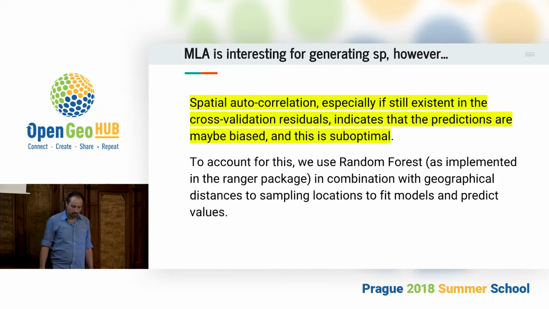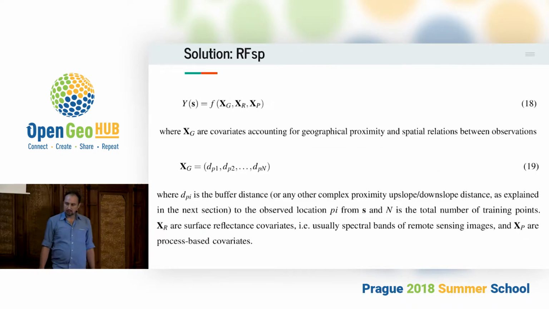These are things I knew already five years ago. So I was thinking, how could we overcome that problem? What's the way to go around it? And so I came to this framework, where the most generic idea is that you have 3 types of covariates. You have the geographical covariates, and they explain the relationship between points and space. Then you have the reflectance covariates, so this will be satellite images with multispectral bands or radar images. And then you have the process-based covariates.